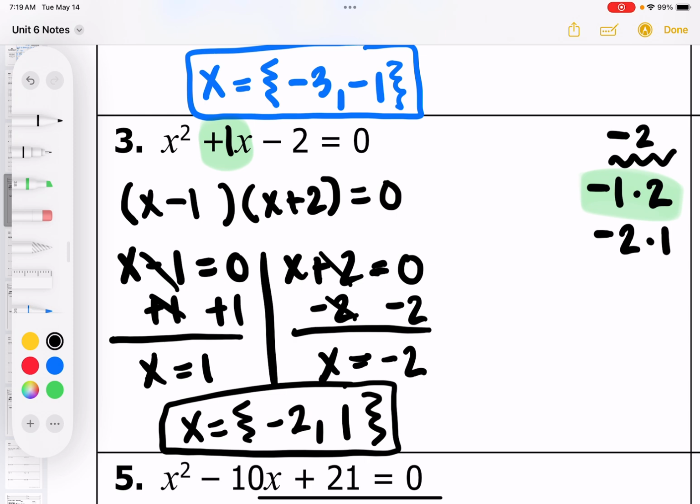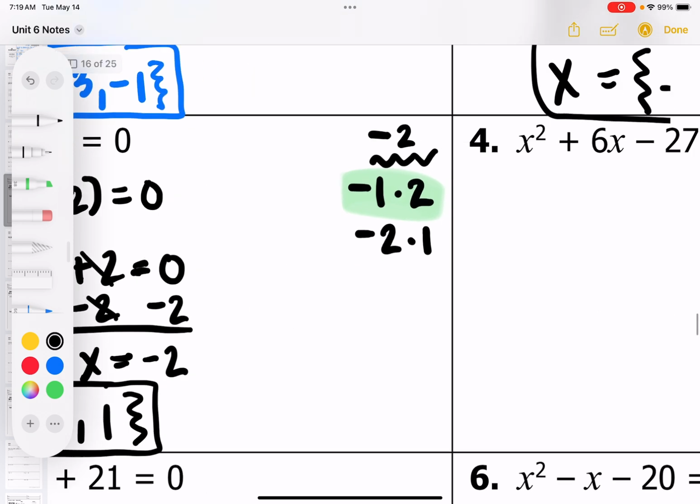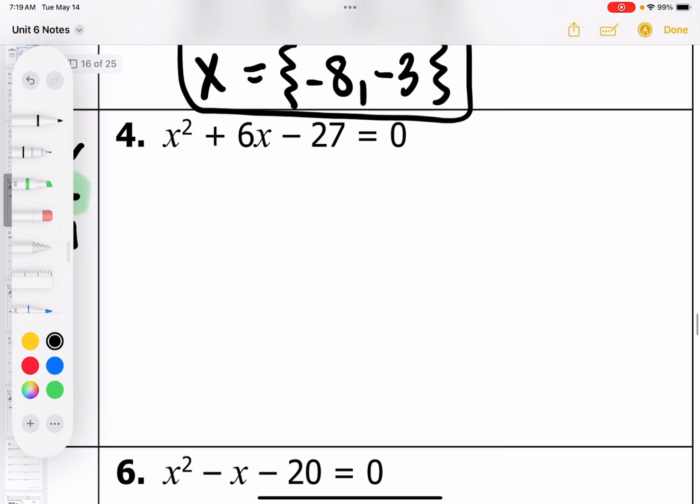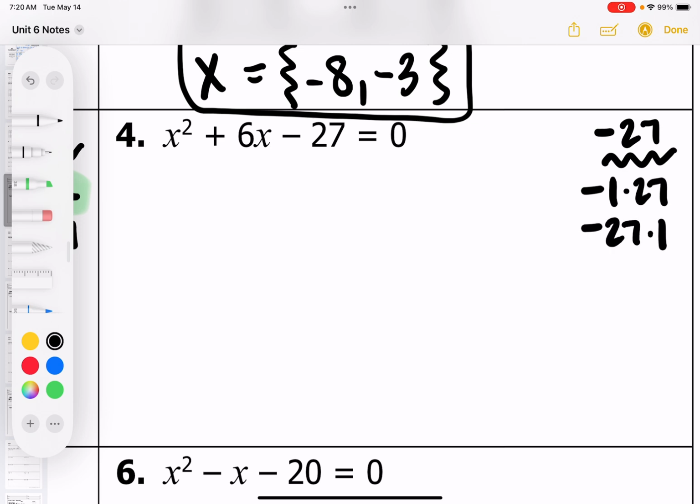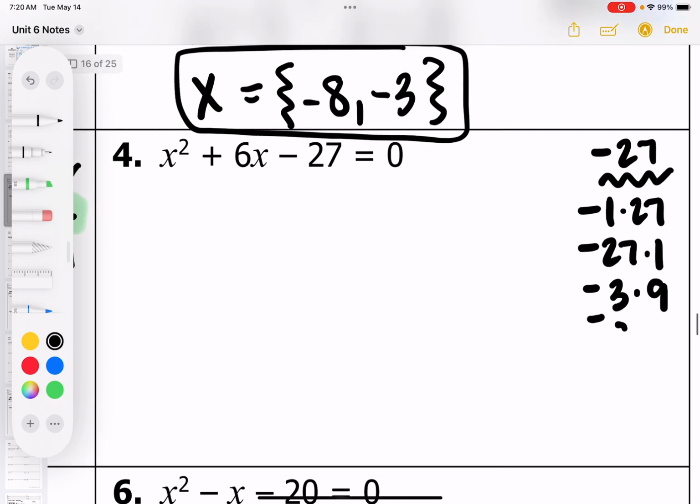All right, number 4. X squared plus 6X minus 27 equals 0. So it's already equal to 0, so the next thing we have to do is find two numbers that multiply together to give me negative 27. So negative 1 and 27, negative 27 and 1, negative 3 and 9, and negative 9 and 3.